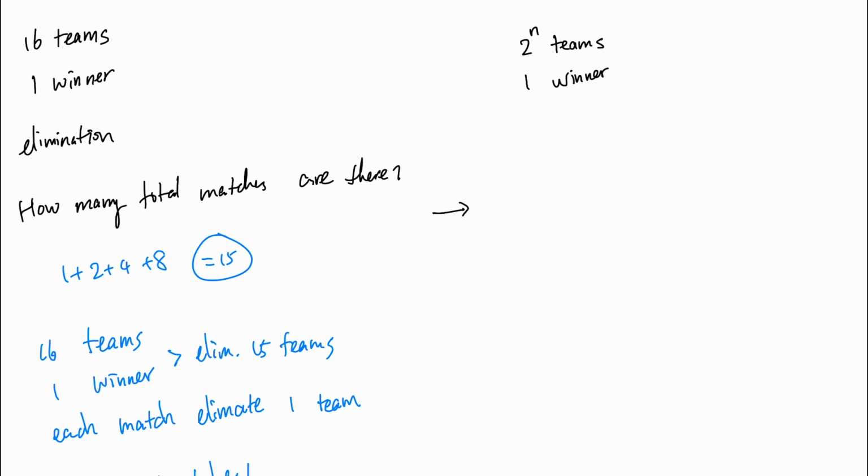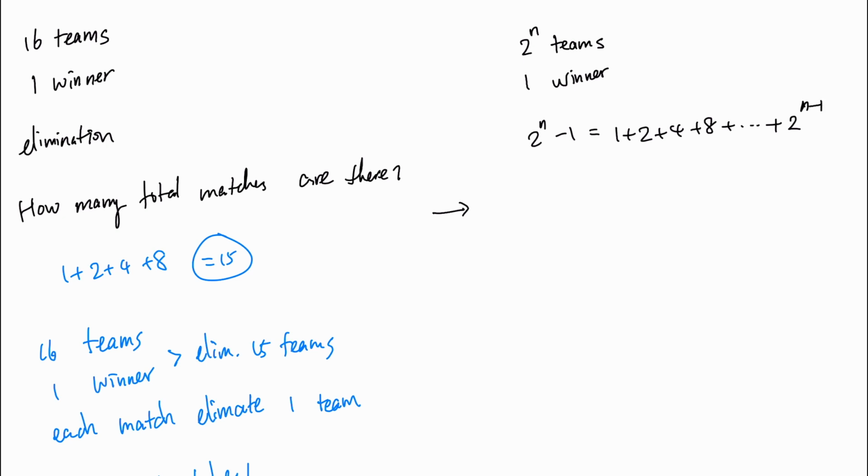You would have shouted out immediately, that's 2 to the n minus 1, right? We want to eliminate 2 to the n teams and just leave 1 there. So we want 2 to the n minus 1. What is that equal to? That is equal to 1 plus 2 plus 4 plus 8 plus ... plus 2 to the n minus 1.